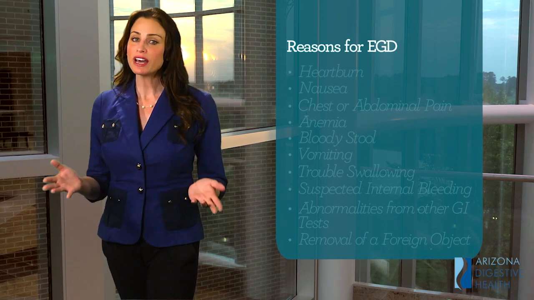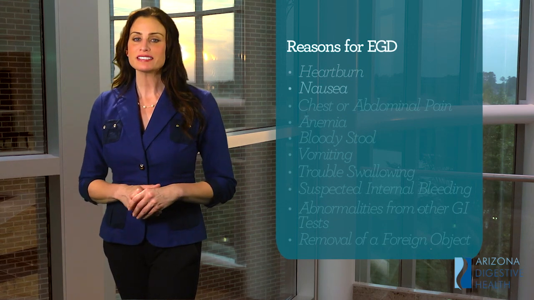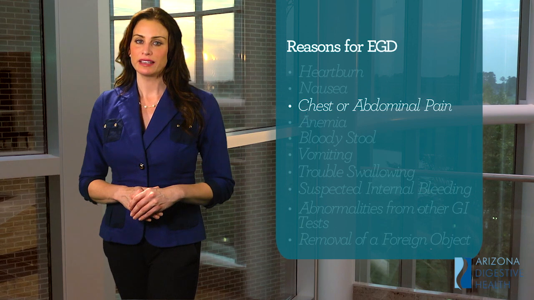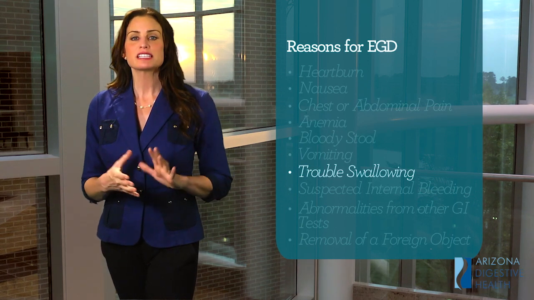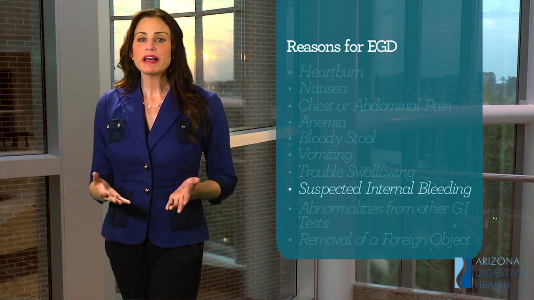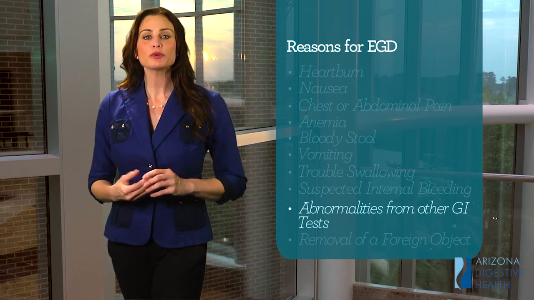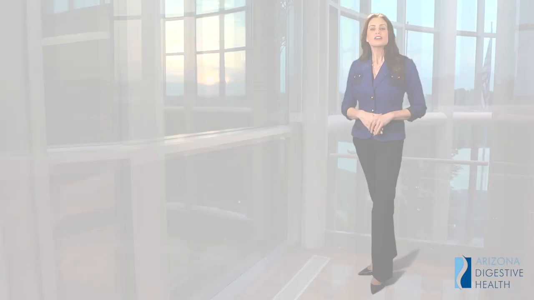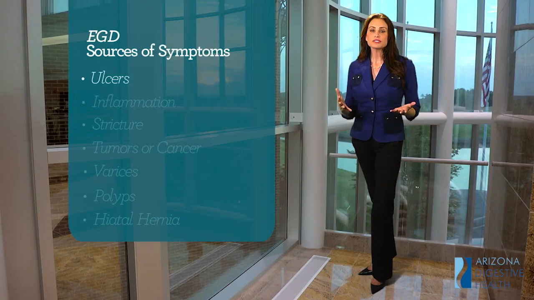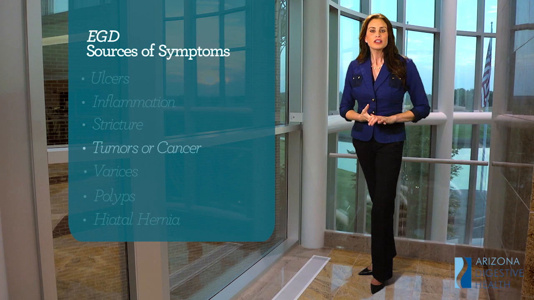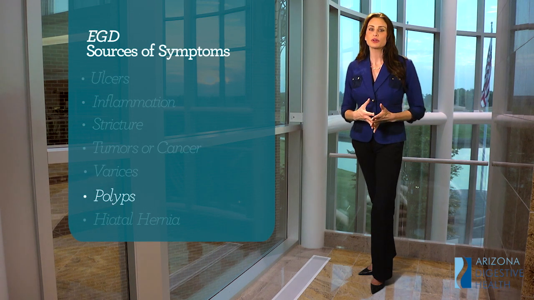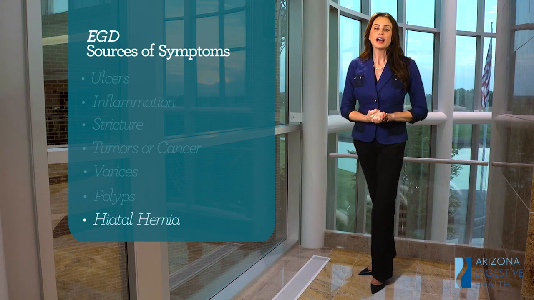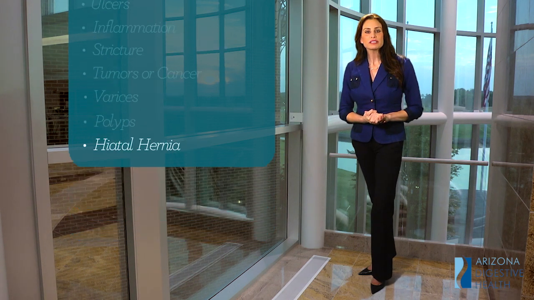The most common reasons for an EGD include, but are not limited to, heartburn, nausea, chest or abdominal pain, anemia, bloody stool, vomiting, trouble swallowing, suspected internal bleeding, abnormalities from other GI tests, or for the removal of a foreign object. The sources of these symptoms may include ulcers, inflammation, stricture, tumors or cancer, varices, polyps, usually harmless tissue growth but sometimes precancerous, and hiatal hernia, which may cause reflux symptoms.